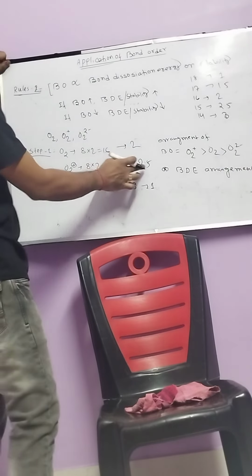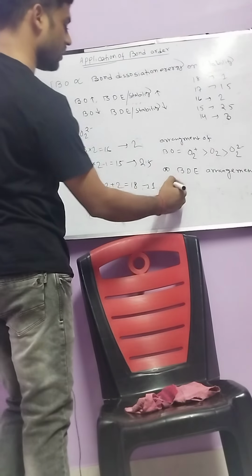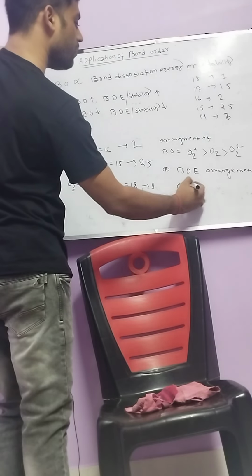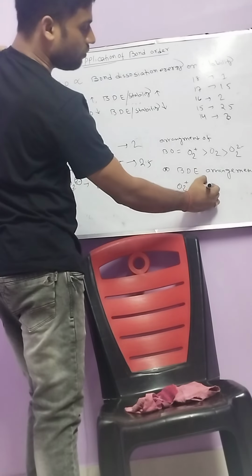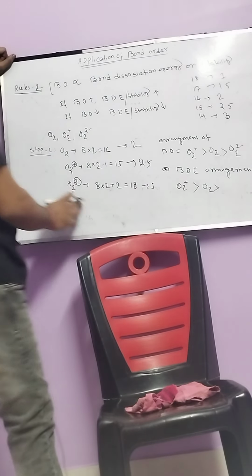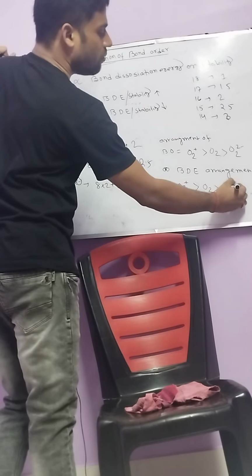Direct relation. So the highest bond order value gives the highest bond dissociation energy. So O2 plus has the maximum bond dissociation energy, then O2, and finally the lowest bond dissociation energy is the superoxide ion, O2 minus.